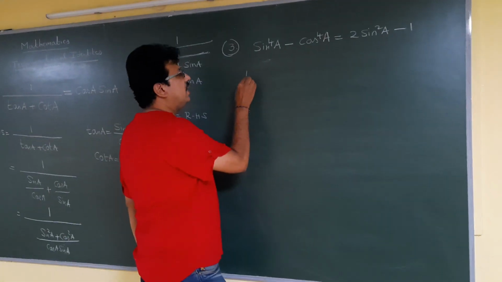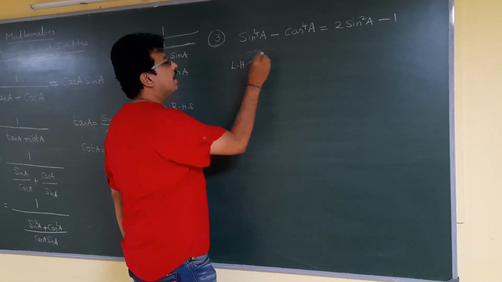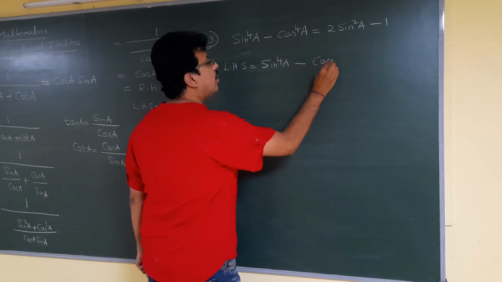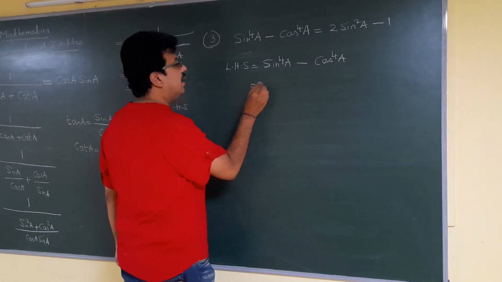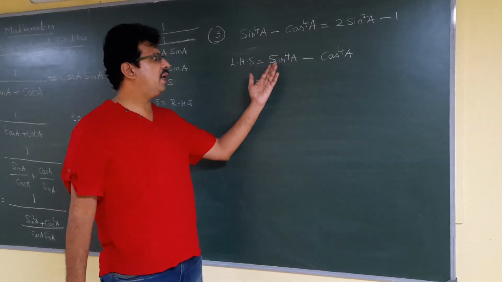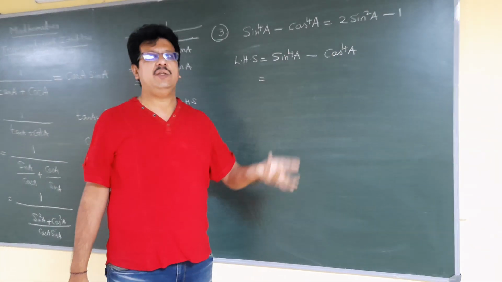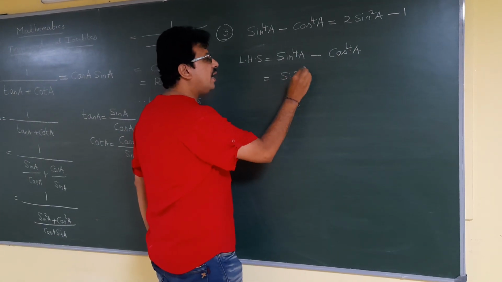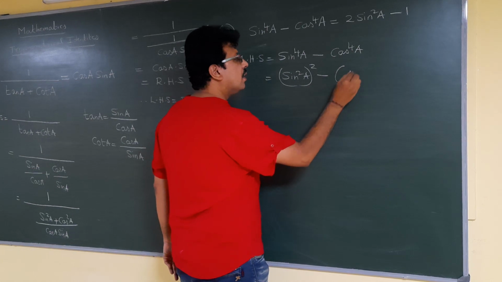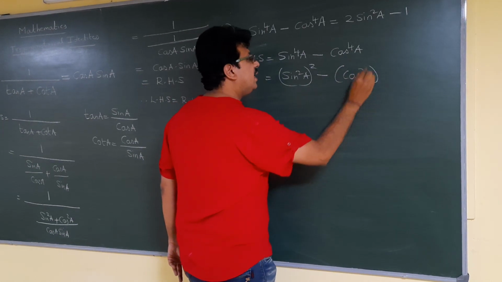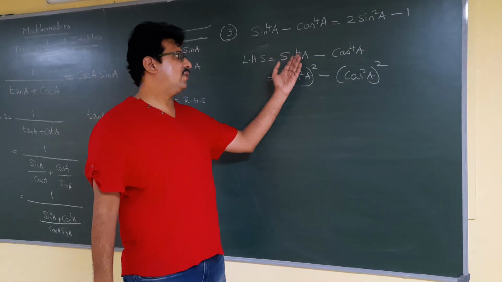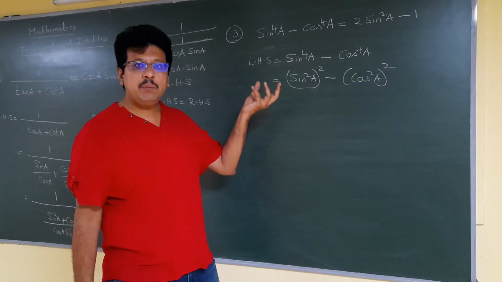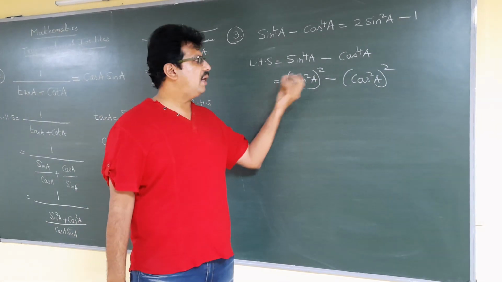Let us take the left hand side, LHS. Sin to the power of 4A minus cos to the power of 4A. I am taking the left hand side. See, we don't have any formula like sin to the power of 4A minus cos to the power of 4A. So what we can write for this is sin square A whole square minus cos square A whole square, because it comes back to sin to the power of 4A only. Once you write this, immediately you have to think about the algebraic identity.